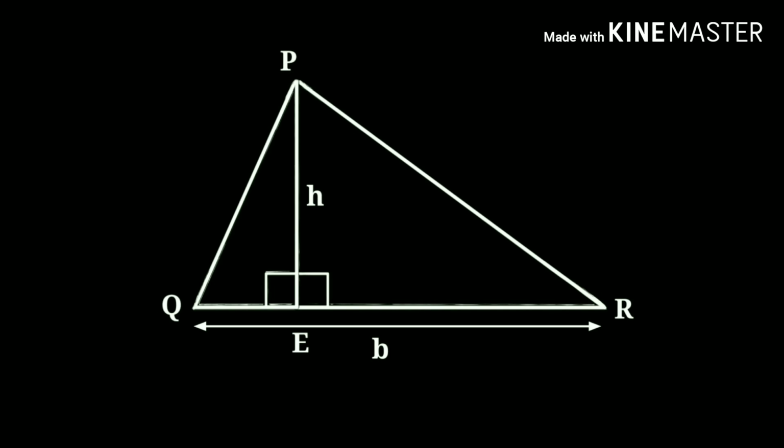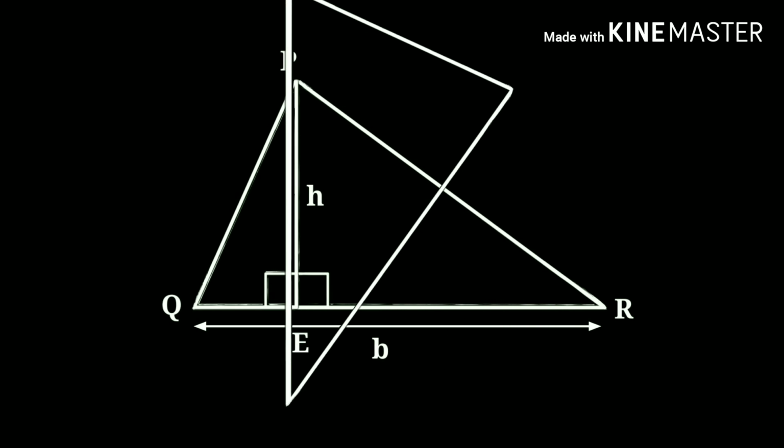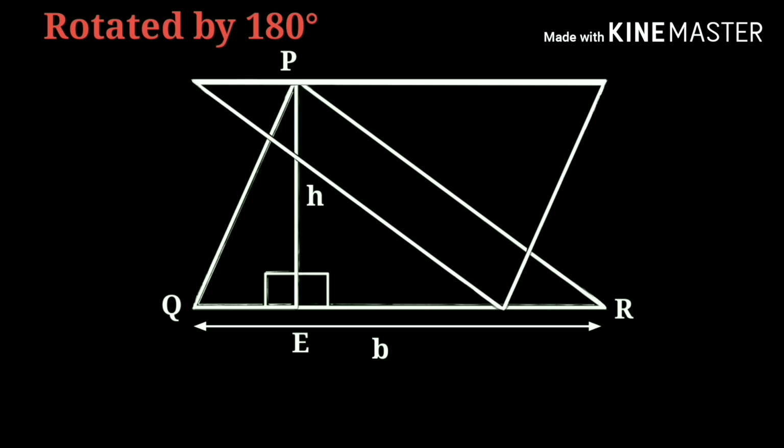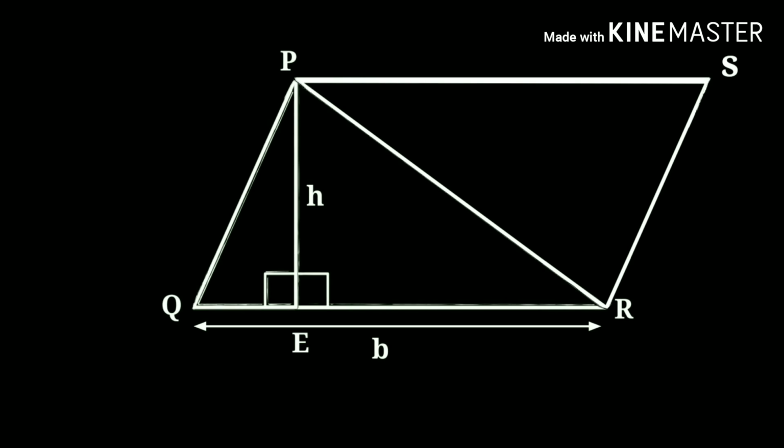Now let's take a copy of this triangle PQR and rotate it by 180 degrees and paste it along PR as shown in the figure. In doing so, we get a quadrilateral PQRS, which is a parallelogram. The quadrilateral PQRS is a parallelogram because the opposite pair of sides are equal, as they are the congruent parts of the congruent triangles PQR and PSR.